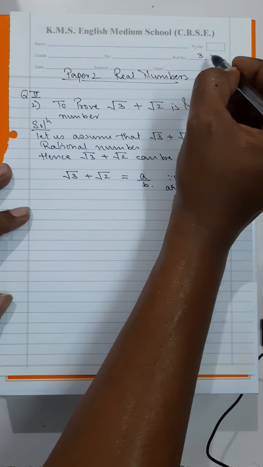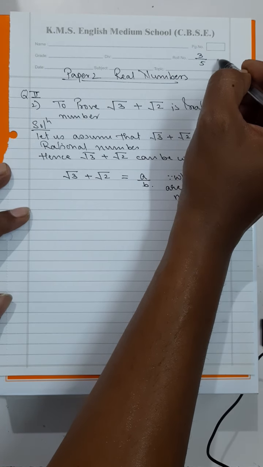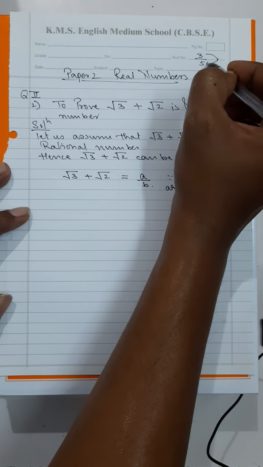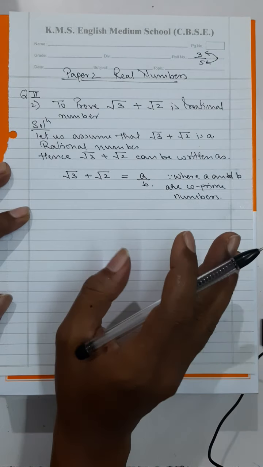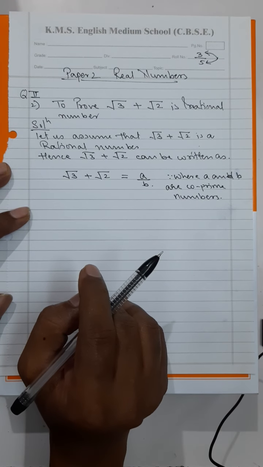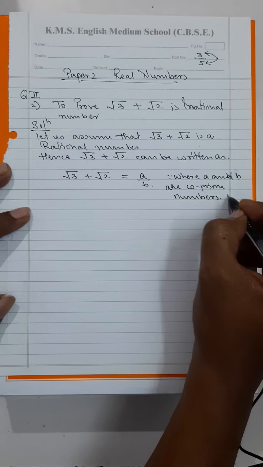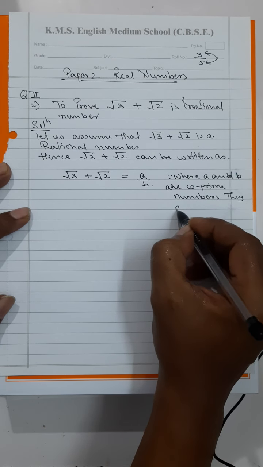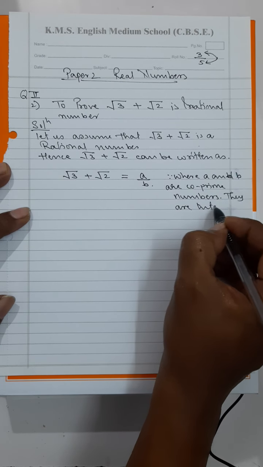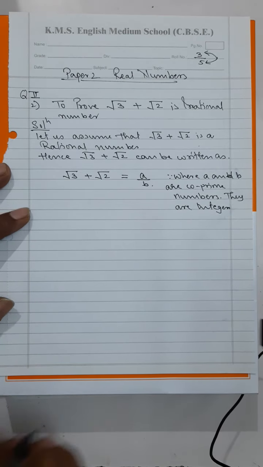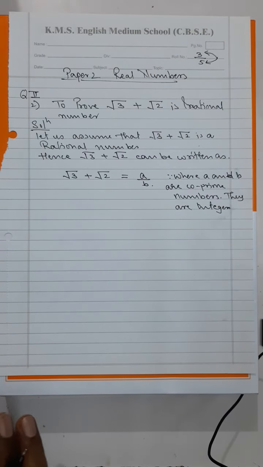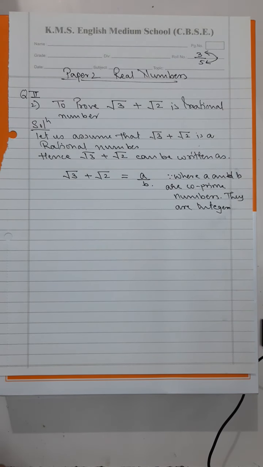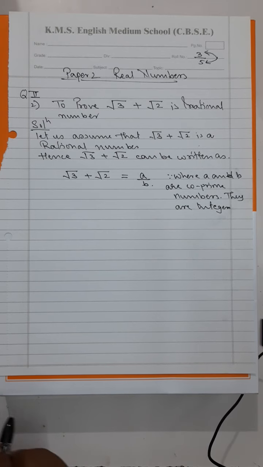Like it can be 3 and 5. There is no number which can divide 3 and 5 both. They don't have any common factor among them. And of course they are integers. This is required. Actually, that they are integers is more than sufficient here. Co-prime is still mentioned because that is more important when we have to prove root 2 is an irrational number and so on.